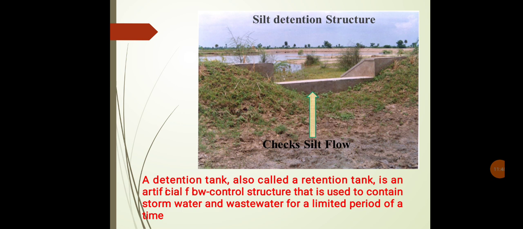A tank, also called a reservoir retention tank, is an artificial flow control structure that is used to contain storm water and wastewater for the lined period of the canal. If in some places you have lined canals, they will be connected with local unlined canals or unlined streams, and silt particles must be avoided from entering, so this kind of obstruction structure is constructed. This structure is also utilized as a discharge measuring device.